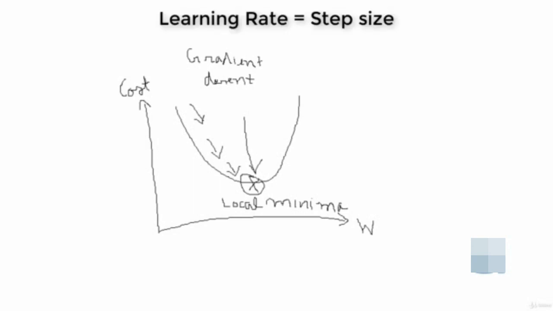Next is learning rate. The size of these steps is called the learning rate. With a high learning rate, we can cover more ground each step, but we risk overshooting the lowest point since the slope of the hill is constantly changing.